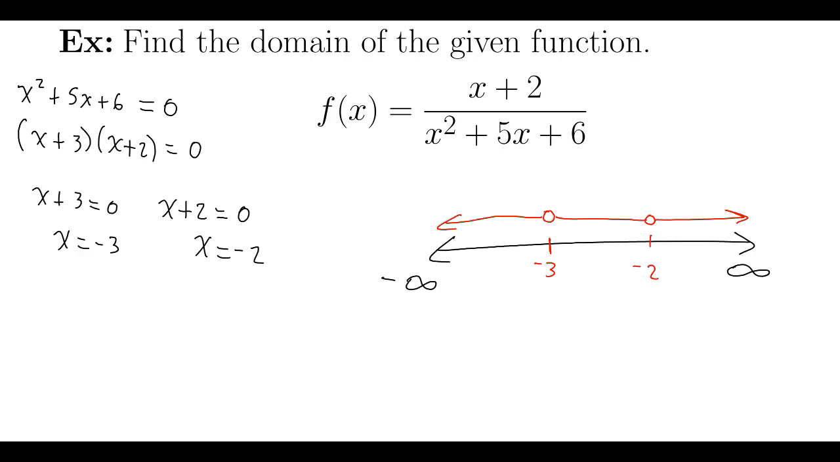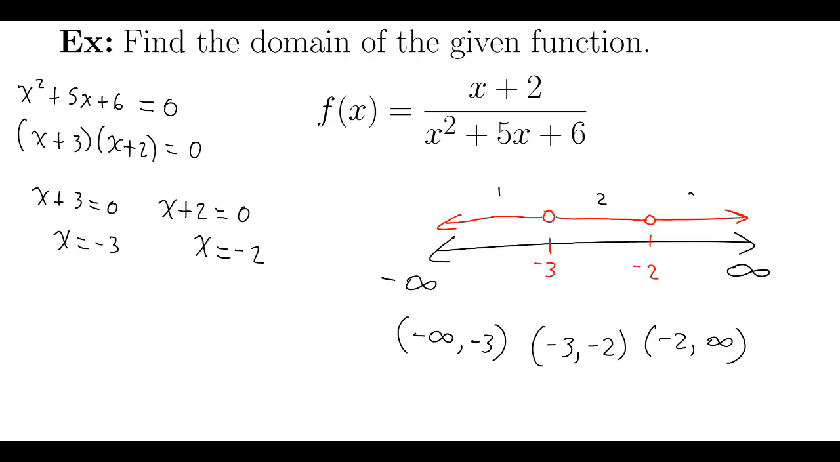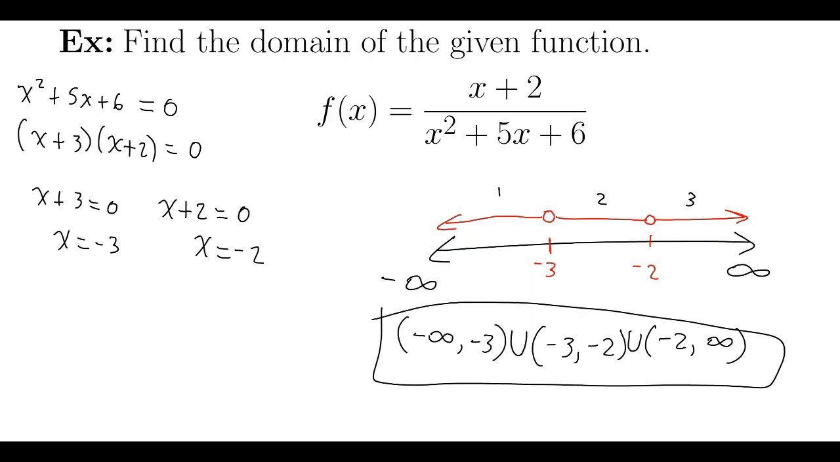So that means my domain consists of -infinity to -3, representing that first unbroken piece, -3 to -2, representing the second unbroken piece, -2 to infinity, representing this third unbroken piece, and then finally let's put these U's in between each set of parentheses, representing the union of these three. Okay, U for union.